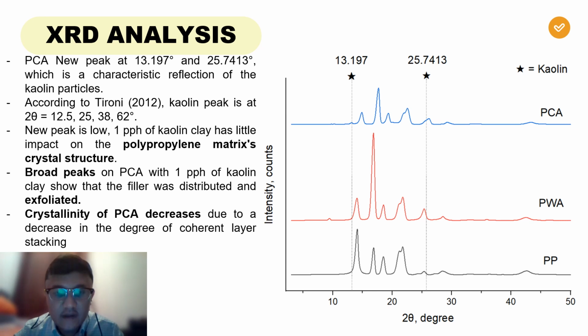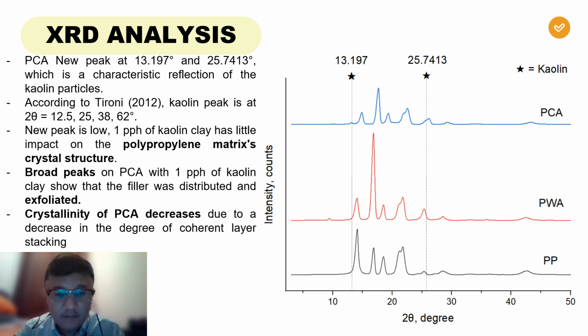Secondly is XRD analysis. PCA has shown new peaks at 13.197 degrees and 25.7413 degrees, which is a characteristic reflection of the kaolin particles. According to Tyranny 2012, kaolin peaks are at 12.5, 25, 38, and 62 degrees. The new peak is low. 1 pph of kaolin clay has little impact on the polypropylene matrix crystal structure.